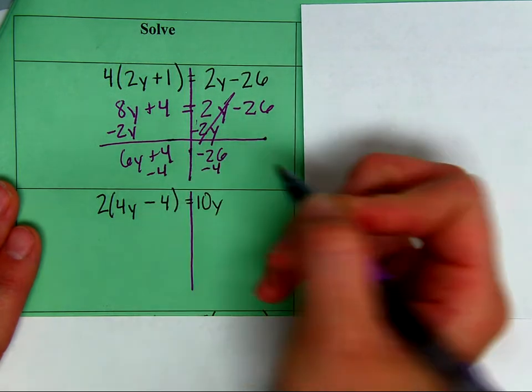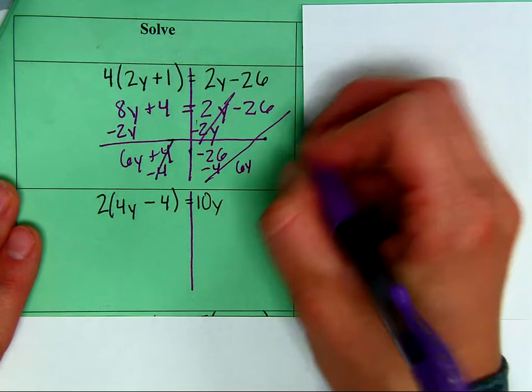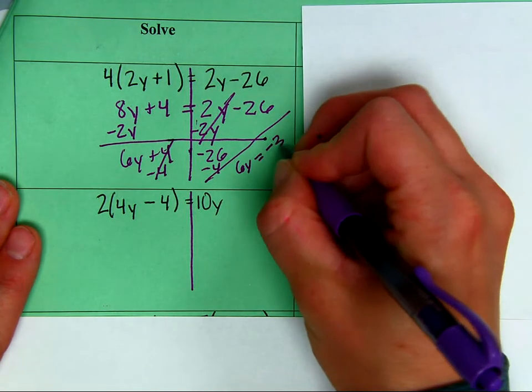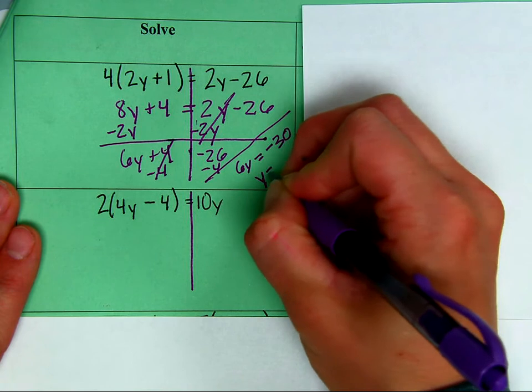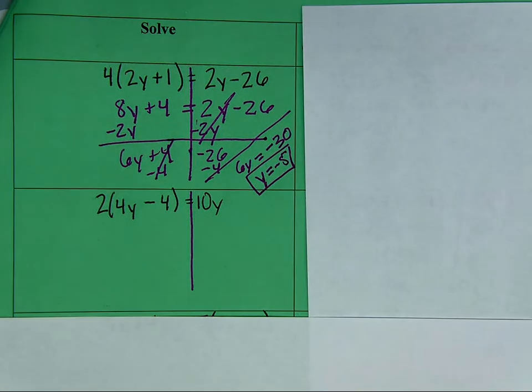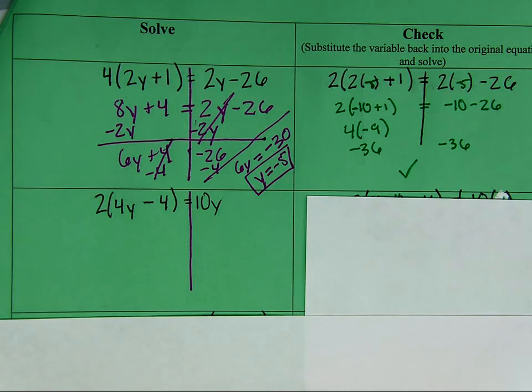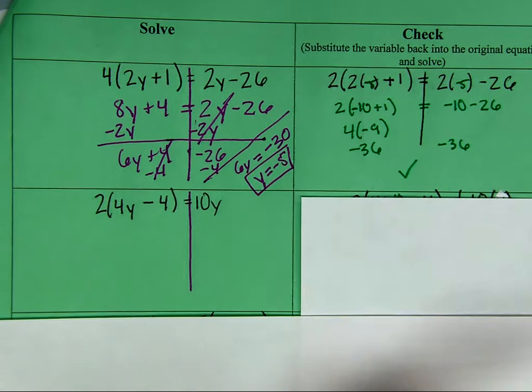I'm running out of room, so I'm coming up here. So 6y, because that's gone, is equal to negative 30. And then when I divide, we get y is equal to negative 5. Then, again, you're just plugging that in to check your answer. So you can pause and look at that if you need to a little bit closer.